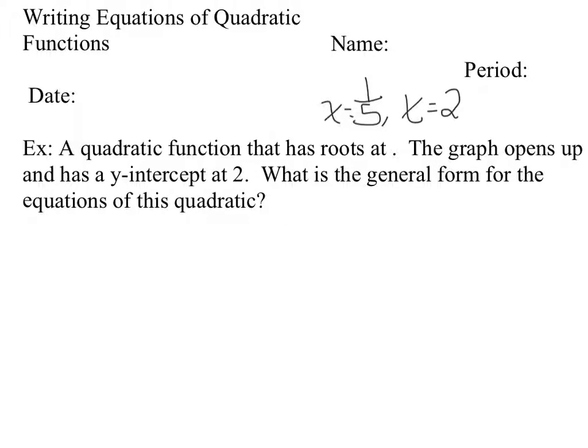All right, so a quadratic function has roots at x equals 1/5 and x equals 2. The graph opens up and has a y-intercept at 2. What is the general form for the equations of this quadratic? It looks like there's a lot going on here, but a lot of it just falls into place.